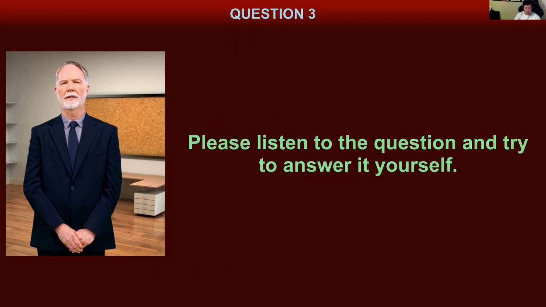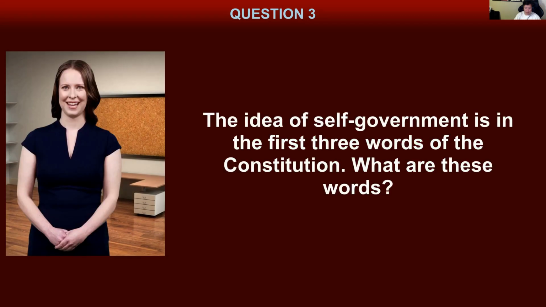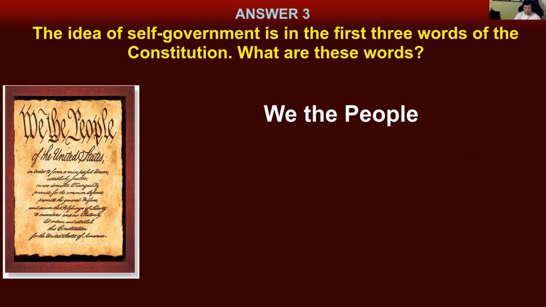The idea of self-government is in the first 3 words of the Constitution. What are these words? We the people.